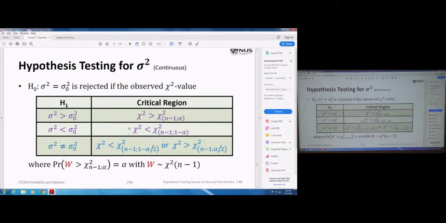So you have to be very careful. Remember that this is alpha here, 1 minus alpha here. And then, of course, in the two-sided case, we have to be bigger than this one with alpha over 2 and less than this one with alpha over 2. It's pretty much the same thing. So remember that these are the quantiles. You get these points from the chi-square table.